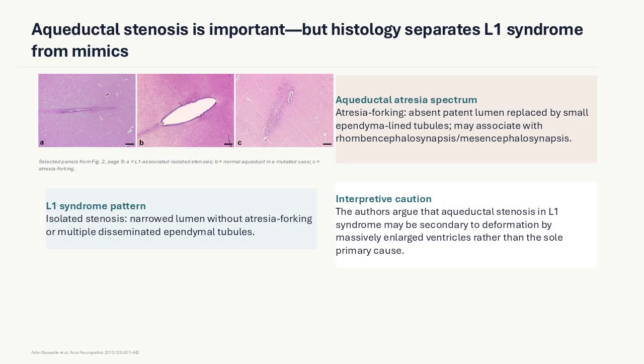Aqueductal stenosis remains important, but the histology matters. In L1 syndrome, the typical pattern is an isolated narrowed lumen without atresia, forking, or scattered ependymal tubules. By contrast, the aqueductal atresia spectrum shows absent patent lumen replaced by small ependymal channels, often with rhombencephalosynapsis, mesencephalosynapsis, or diencephalosynapsis. This distinction prevents overcalling every severe hydrocephalus with aqueduct abnormality as L1 syndrome.